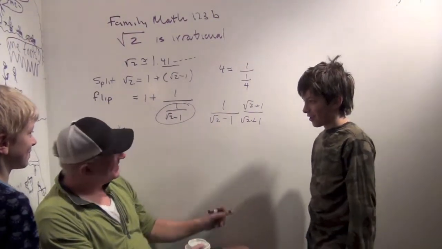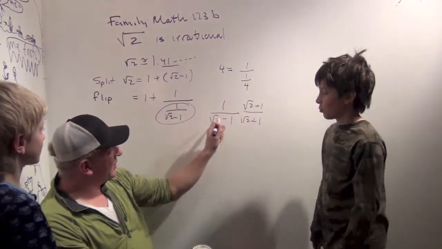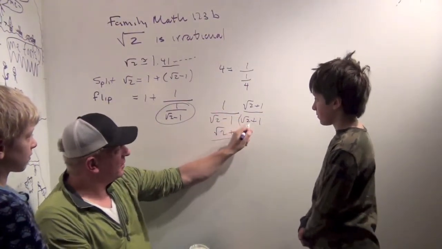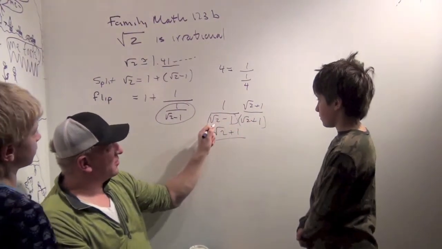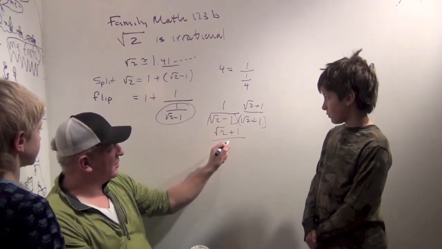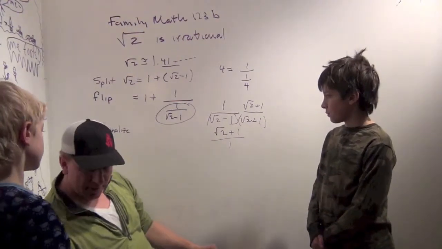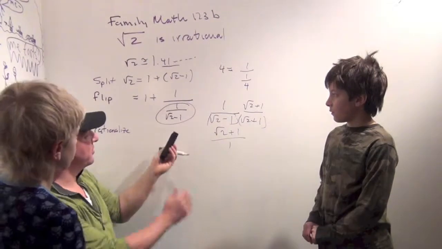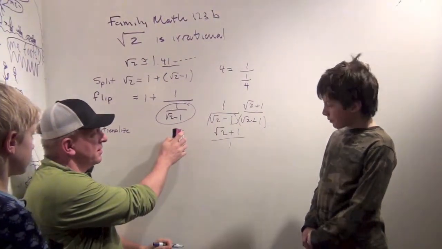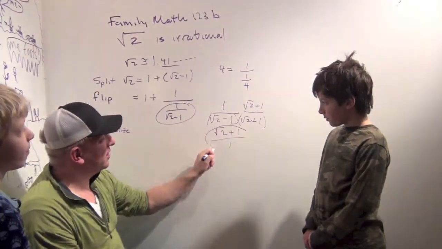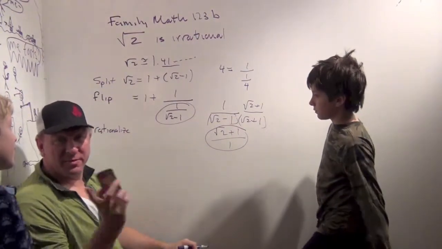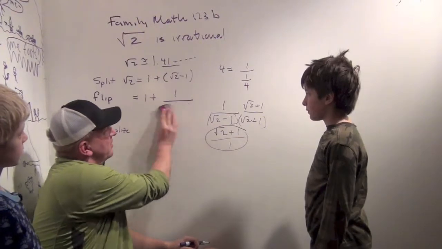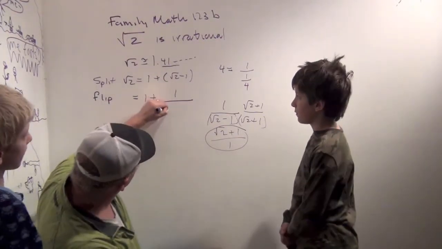So on the top we get the square root of 2 plus 1, and on the bottom we get a difference of squares. When you square the square root of 2, you get 2 minus 1. So on the bottom we get 1. Believe it or not, 1 over the square root of 2 minus 1 is just equal to the square root of 2 plus 1. That's pretty amazing, right? That's the part that I think is a little tricky to understand, but this is equal to the square root of 2 plus 1.